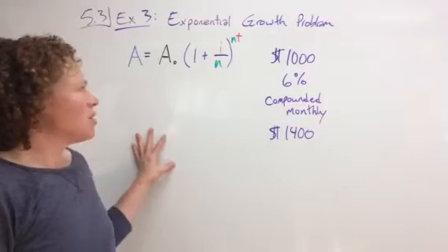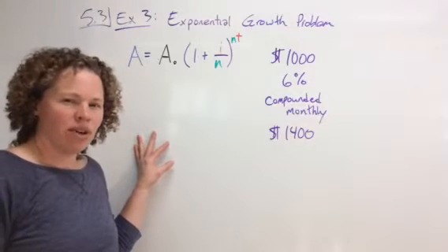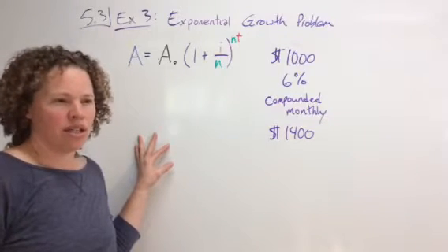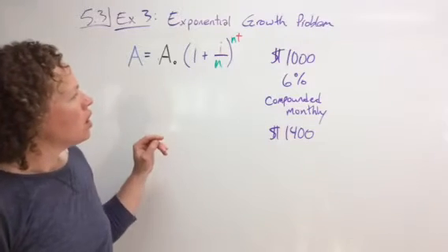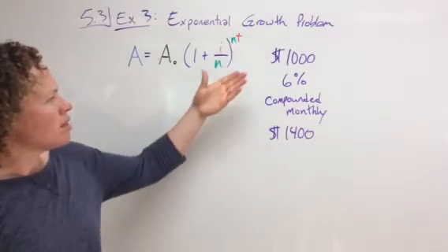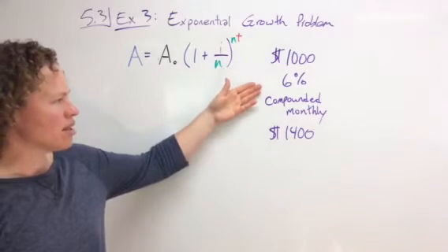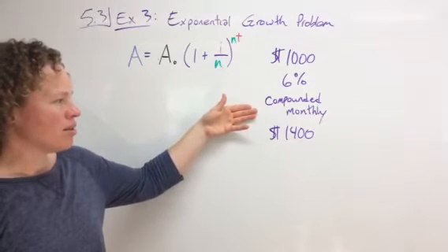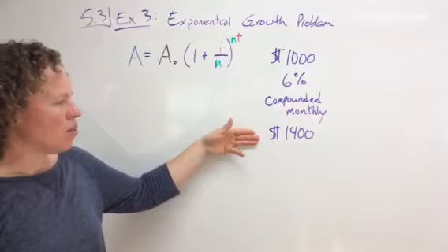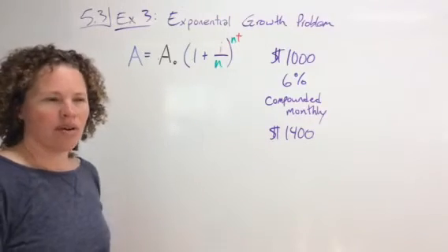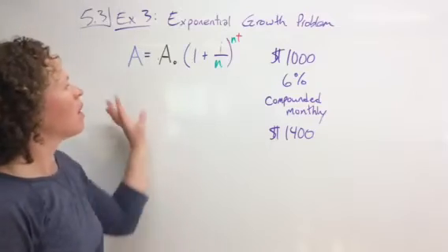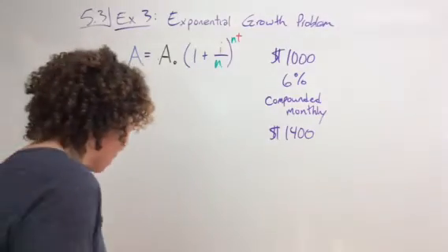So they give us a formula, and this formula is very specific, and you need to understand what all the little bits and pieces are, so that's why I'm taking some time here. They give us a question where it says you invest $1,000 at 6% annual, compounded monthly, and how long is it going to take for you to get to $1,400? Well, that's a whole lot of information, so let's see where that all fits in here.